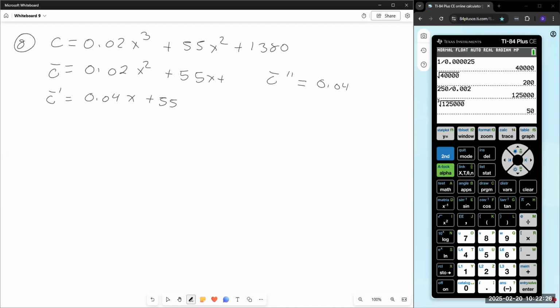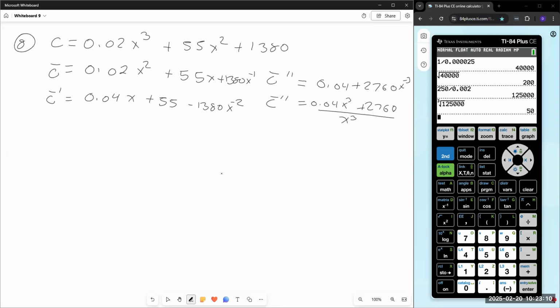It's 1380x to the negative first. This is minus 1380x to the negative second, and that is plus 2760x to the negative third. That looks better to me. So that is 0.04x to the third plus 2760 over x to the third. We'll figure out what's going on with C bar double prime once we find a critical value.